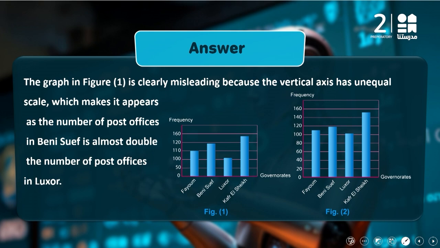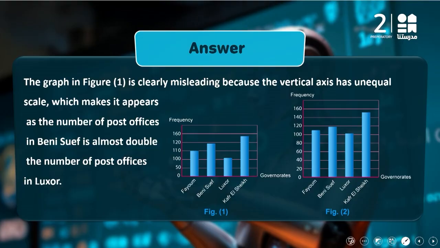Let's look at the scale of figure 1: 0, 50, 100, 110. Is this the same scale? No. So we can say that the graph in figure 1 has an unequal scale. On the horizontal axis we have our governorates and on the vertical axis frequency. The scale is 0, 50, 100, 110. Is this an equal scale? No. So we can say that the graph in figure 1 is clearly misleading.